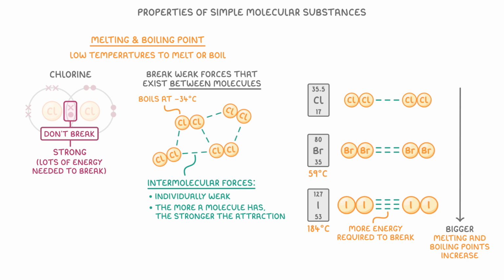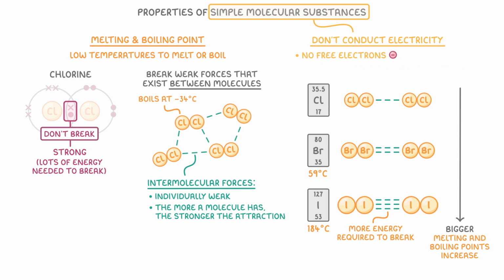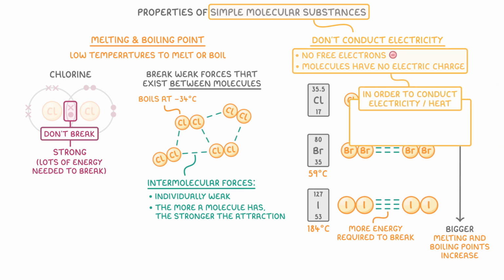Another property to note is that simple molecular substances don't conduct electricity, because there are no free electrons, and the molecules themselves have no electric charge. You'll see this point again and again in chemistry. In order to conduct electricity or heat, substances have to have some electrons or ions that are free to move about.